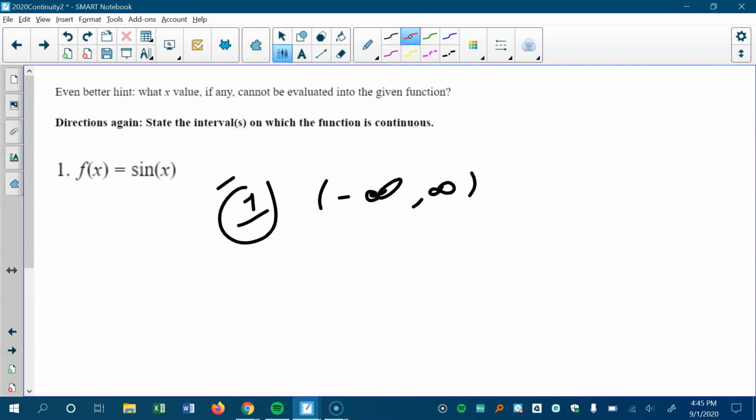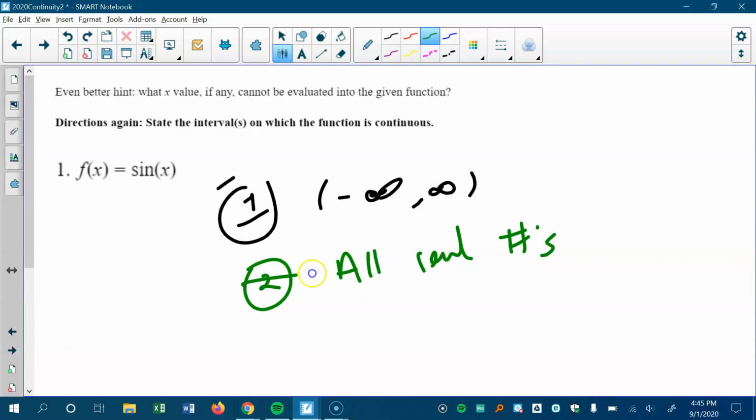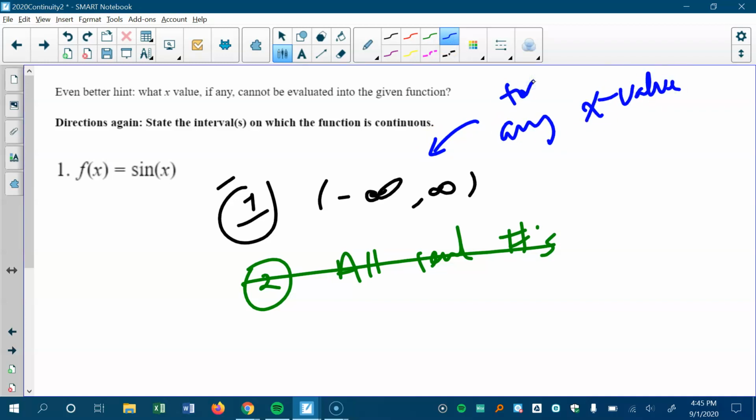That's fine. A second option that I could go with is all real numbers. This is an interval. Well, it says state intervals. Actually, I'm going to cross this off. Just go with the first one. Negative infinity to infinity is the interval on which the function is continuous. Take any x value. I'll just write that here. Any x value. For any x value, the function is continuous. F of x is continuous. That's what that means here.